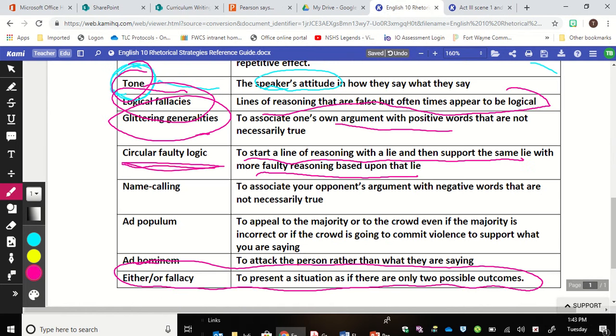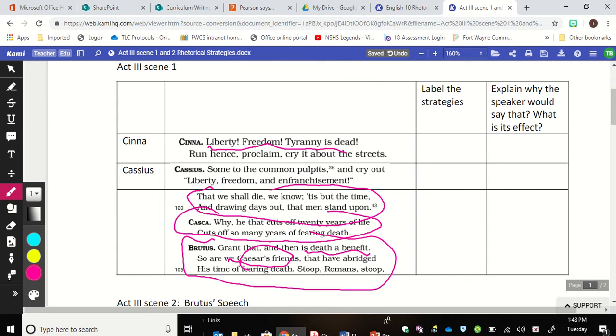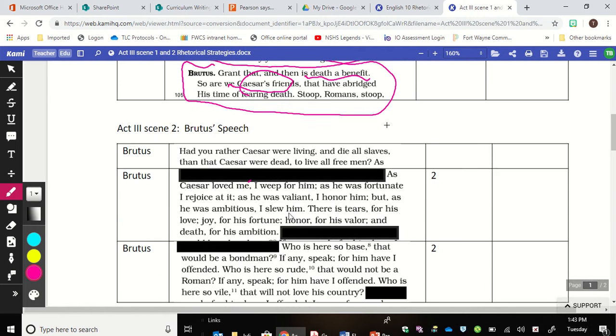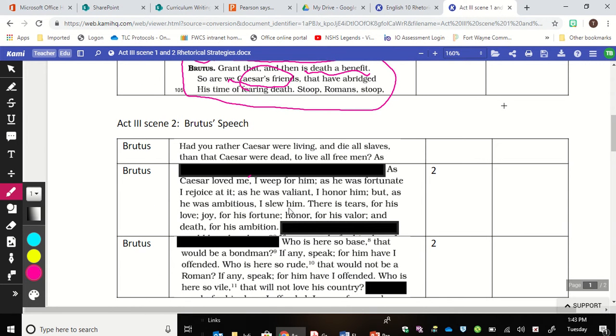That is the perfect example of circular faulty logic because they start with a lie, and really the lie is, does Caesar fear death? He doesn't. It's stated in Act 2, Scene 2. But like, oh yeah, we did him a favor to make what they were doing seem positive and good. This is a review a little bit of then what some of the things that Brutus's speech had.